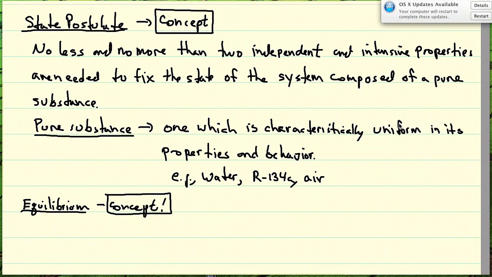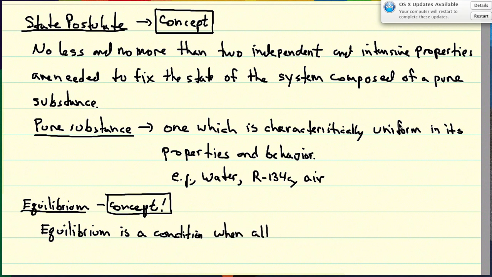So first of all, let's provide a definition for what equilibrium is. I know all of you have heard the word before, but let's provide a definition. Equilibrium is a condition when all internal gradients are equal to 0.